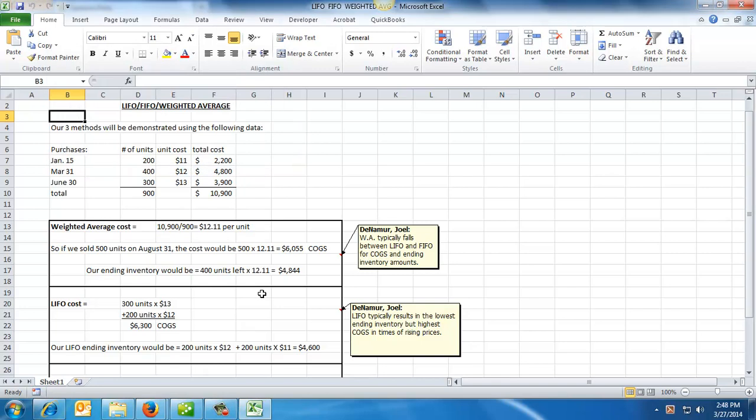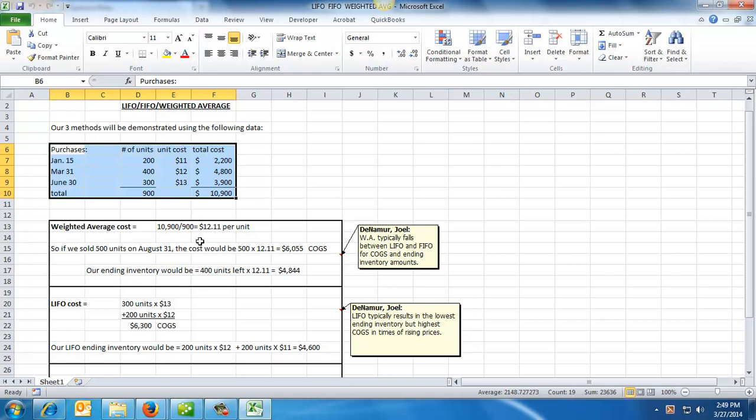We're going to compare the LIFO, FIFO, and weighted average inventory methods using this data. So, using the weighted average method, what we would do to figure out the weighted average cost is to take the total cost of all of our purchases for the time period and divide it by how many units we have. So even though these three have three different prices, you cannot just take the average of the three.